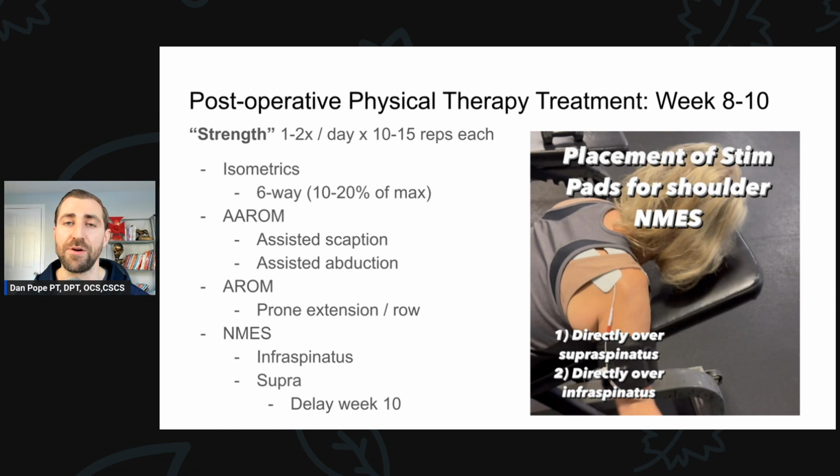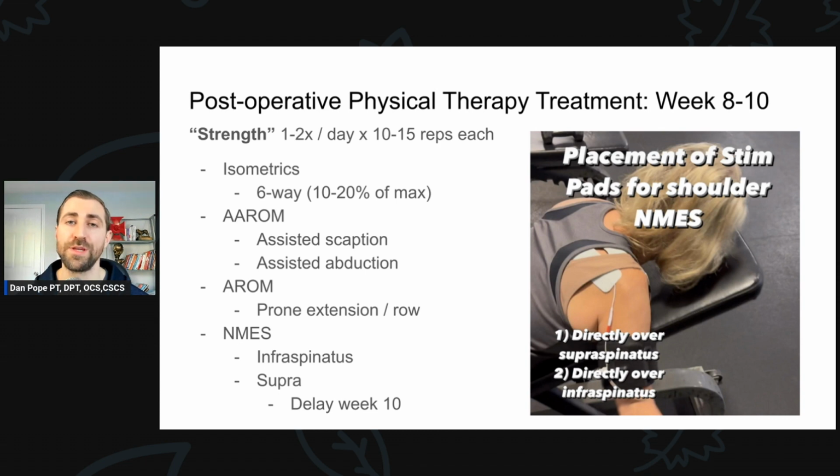And essentially, it's a very light contraction, 10 to 15% of max. We're really not pushing too much. At this point, we're incorporating a little bit more active assist range of motion. So assisted scaption, assisted abduction. And these are actually fairly low stress on the rotator cuff if you compare it to, let's say, a pulley.